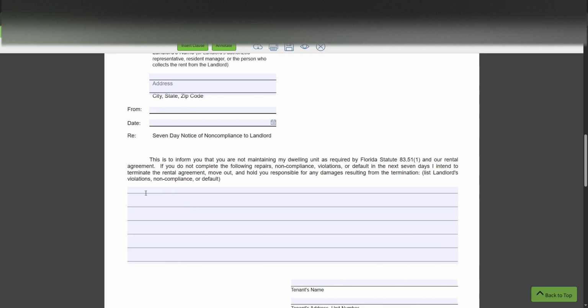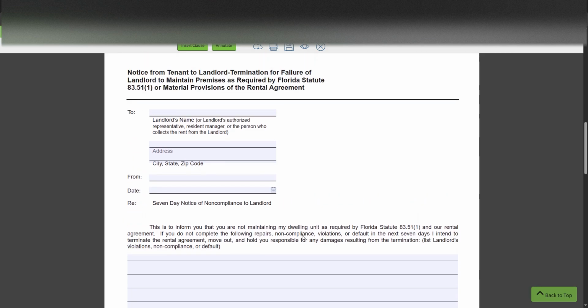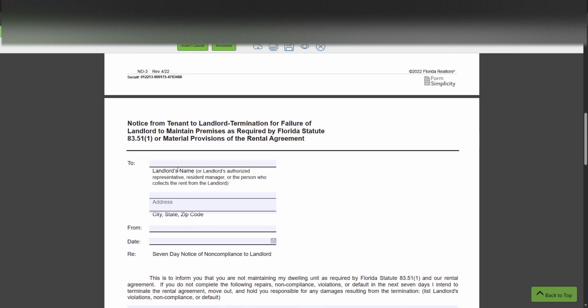Again, like my previous video, before I start talking about this paragraph and what to put in here, we're going to fill in some of the simple information up here for right now. Landlord's name, or landlord's authorized representative, manager. If the landlord is a company, you put the company name here. If it's multiple people who own the property, like 2 individuals or 3, you put their information here.